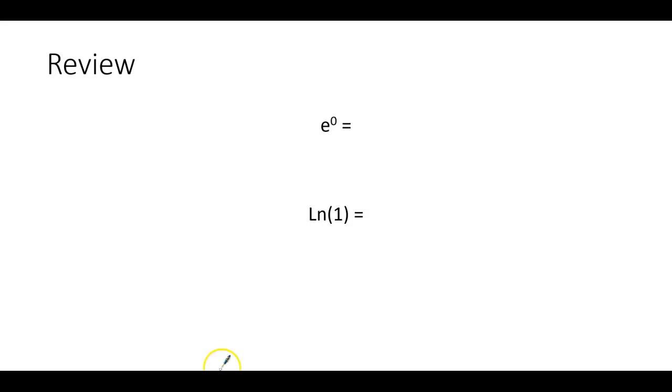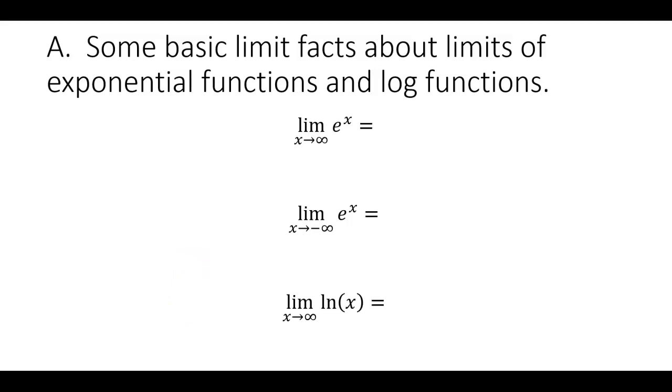So let's review some basic facts, first of all, about exponential functions and logarithms. First of all, e to the 0 power equals 1, and natural log of 1 equals 0. So let's remember those facts. That'll be coming in handy for the lesson we'll be looking at today. So here's some basic facts about limits of exponential functions that we want to be aware of before we begin.